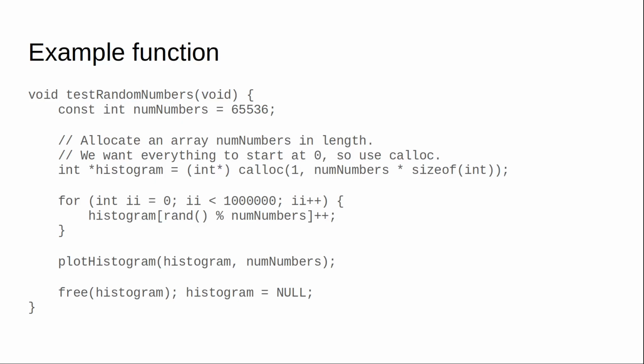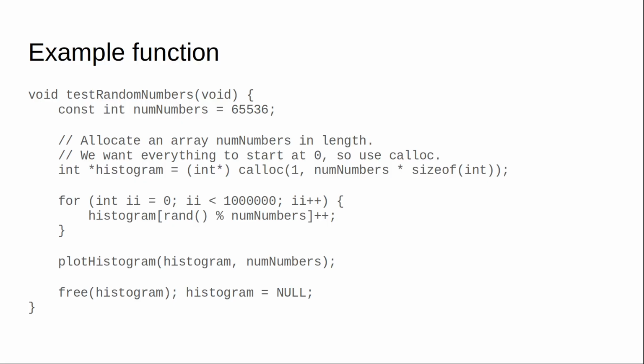We're going to allocate an array that is large enough to hold that number of integers, right? Because our histogram is going to count the frequency of the numbers as we go through here. And because we're counting a frequency, we want all the values to start at 0. So again, anytime you know that you're going to be setting all the values to 0 anyway, go ahead and use calloc. So that's what we're going to do here. We're going to use calloc, one element of num numbers times size of int, and that will give us an array that is num numbers, or 65,536 elements in size, integers in size.